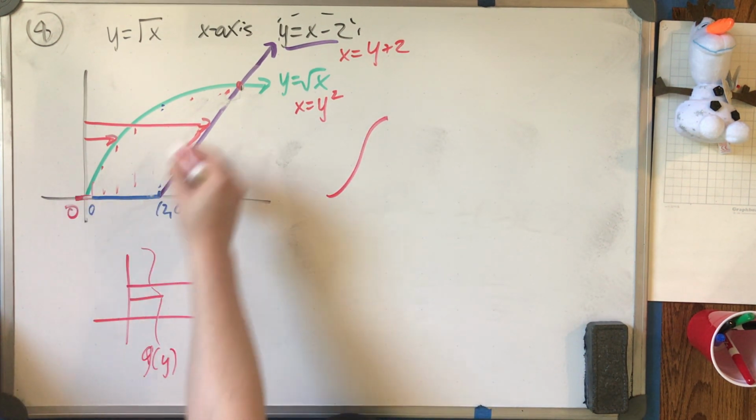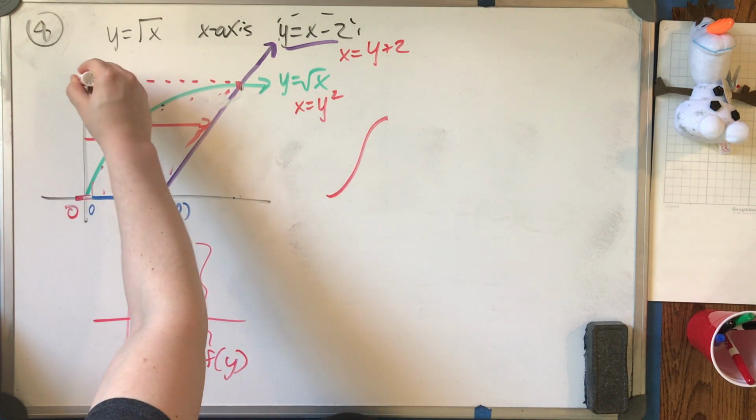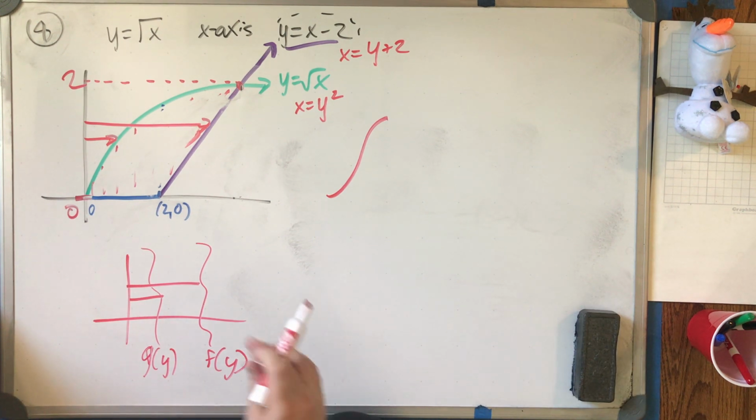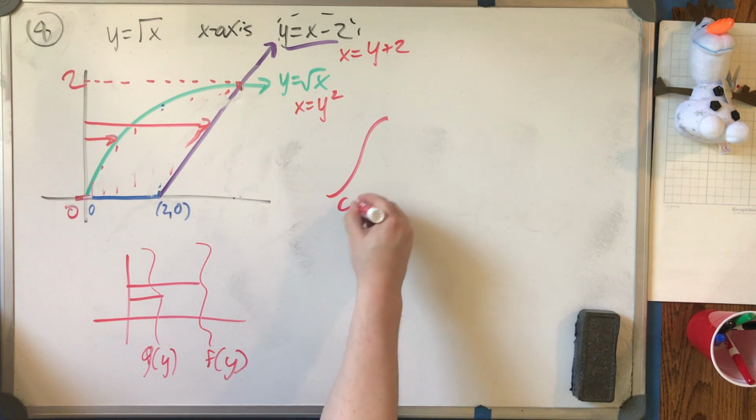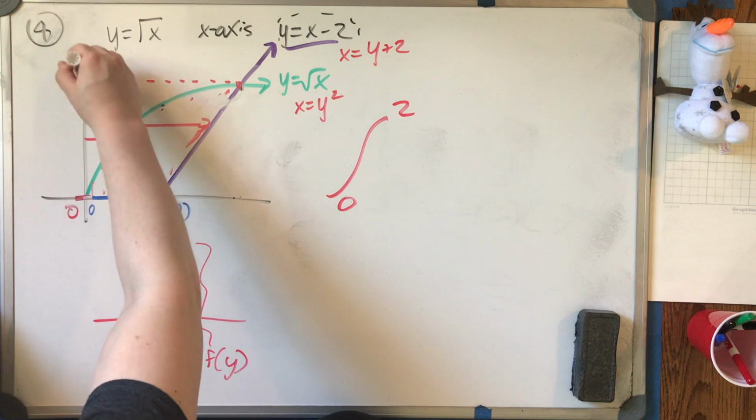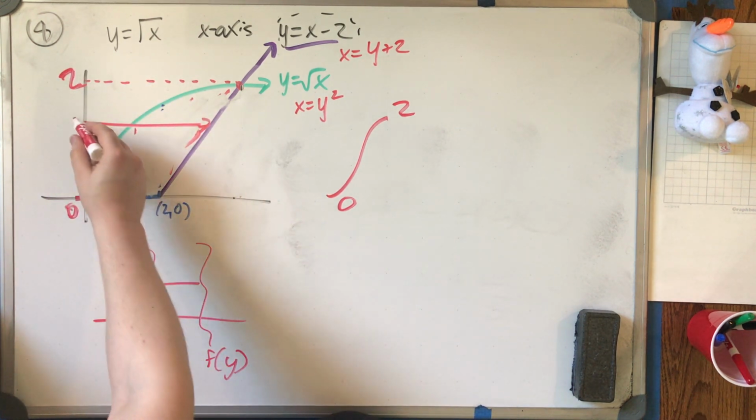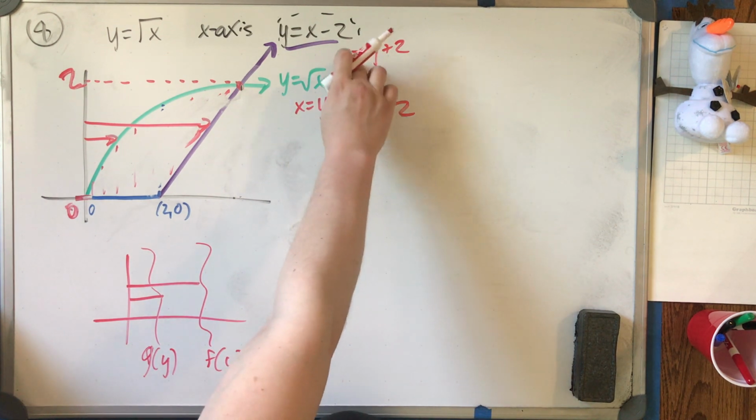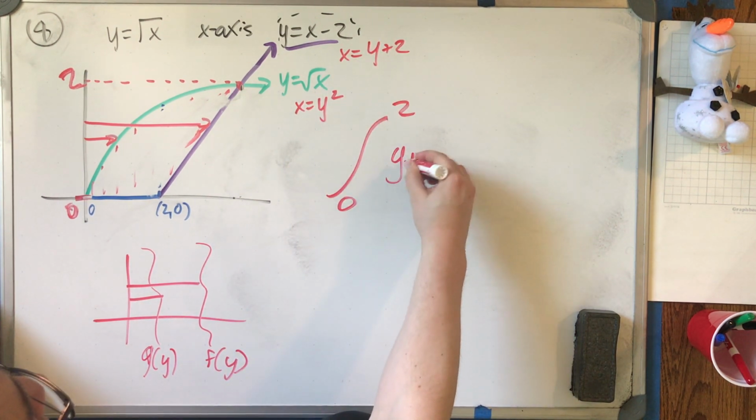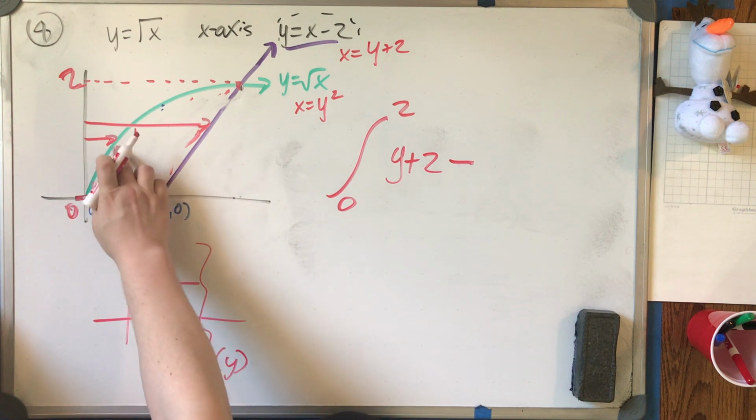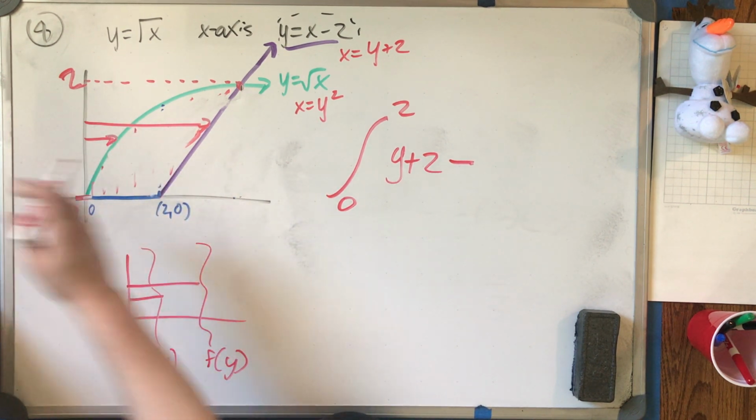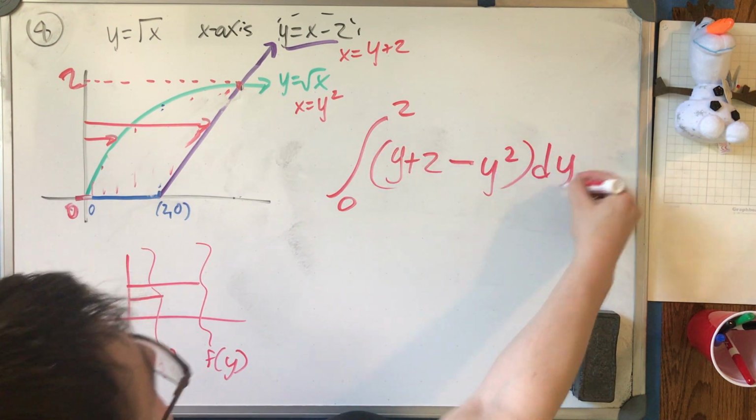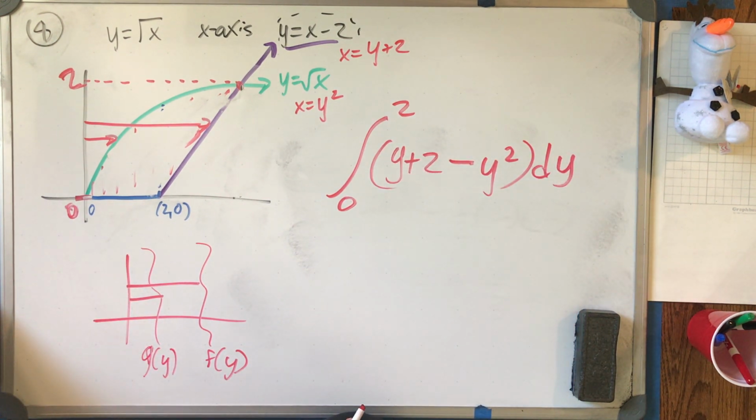So I have a y value of 0. This is a y value way up here of 2. Okay? And I'm going to integrate with respect to the y functions then. So I'm going to go from 0 to 2 for the y values. And then I'm going to do the one that is further to the right, which is going to be the purple graph. So that's y plus 2. And then I will subtract the closest one, so the one that's more on the left, which is this y squared. And now I'm integrating with respect to y, so I'll put dy there instead.